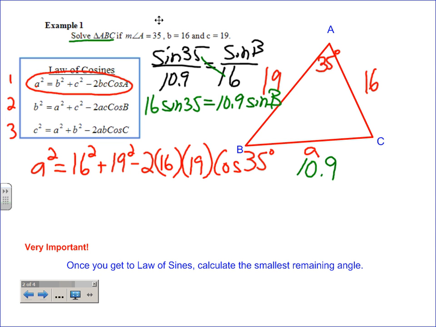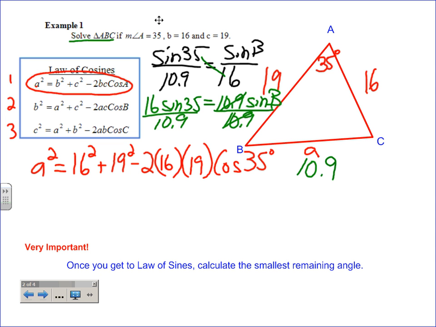So what should be my next step? Try and get B by itself. Well, the 10.9 is kind of in the way, isn't it? So how do you get rid of that? Divide by it. And can your calculator handle that calculation right there? 16 sine of 35 over 10.9. Can your calculator do that? Yeah, it can figure that out for you.